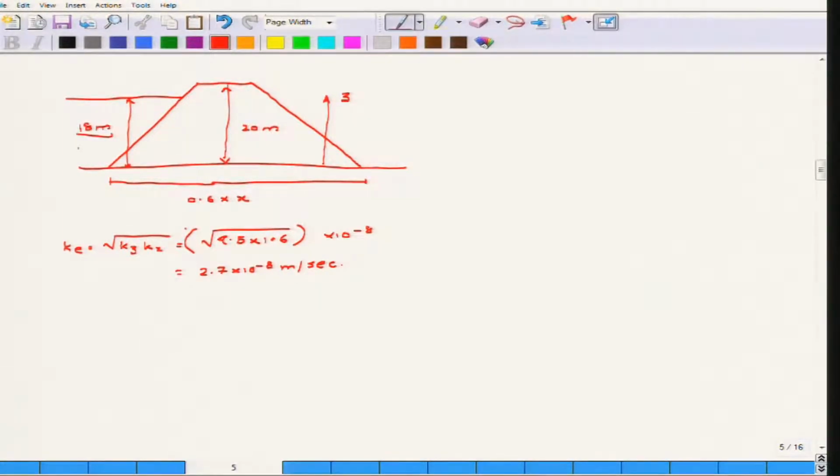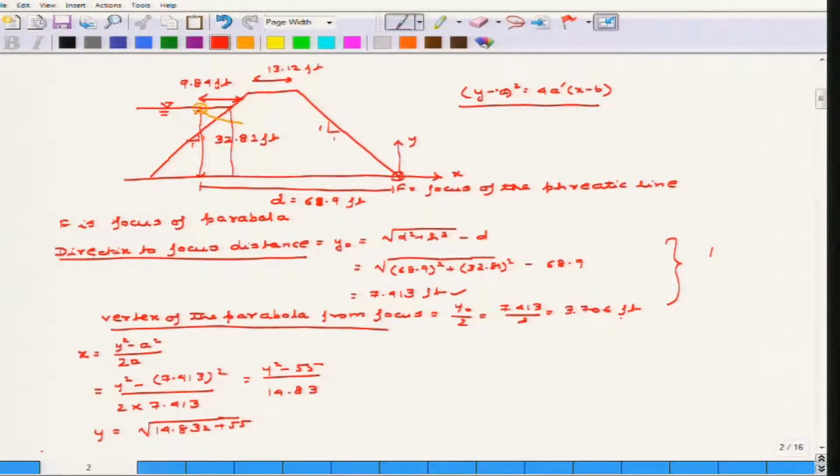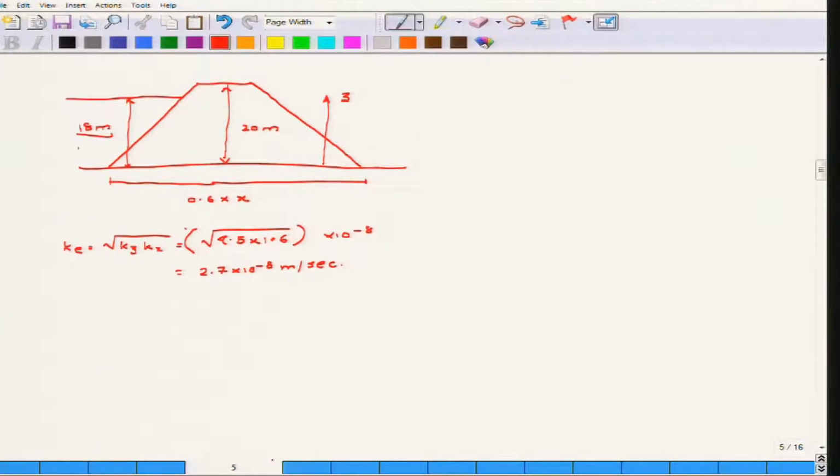Now, again you have to take help of whatever we have done here. Basically now you have to find out the phreatic line. For that you have to take help of the parabola. How are you going to take help of the parabola? Now, the focus of the parabola is at the point A. So, basically the blanket drain is here.